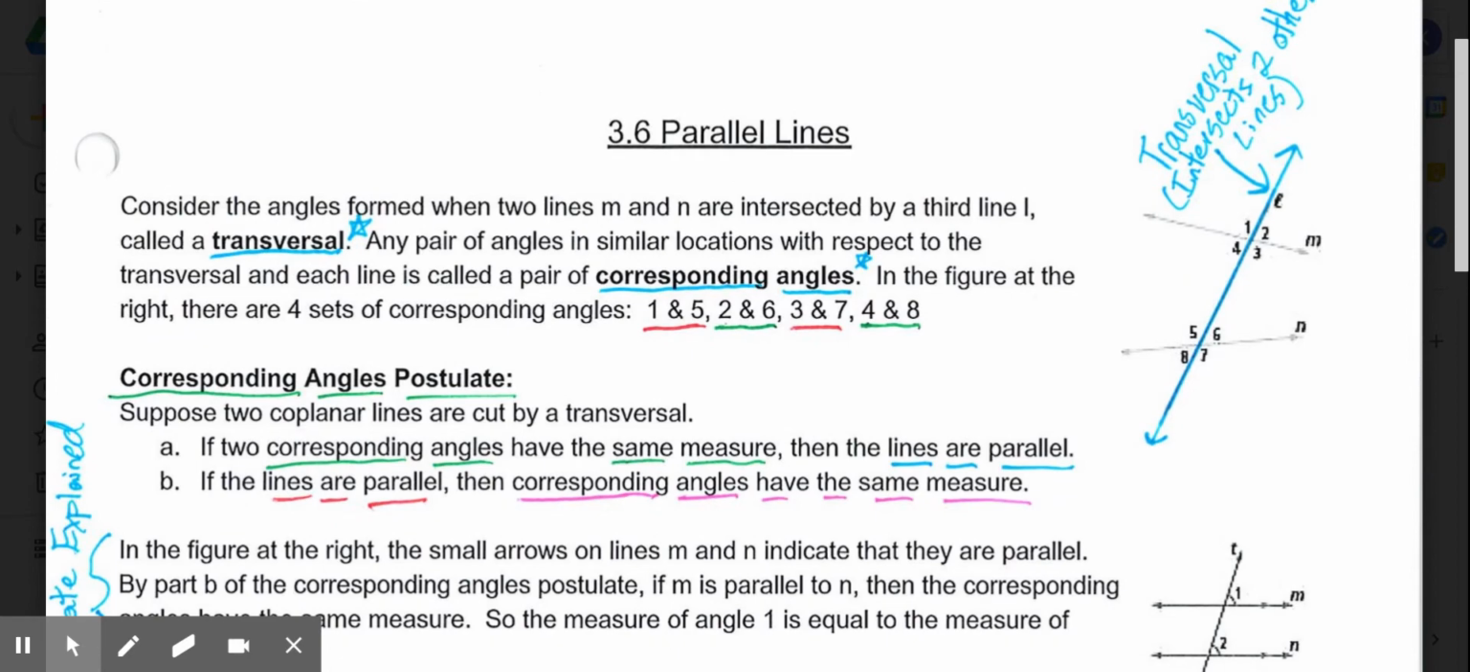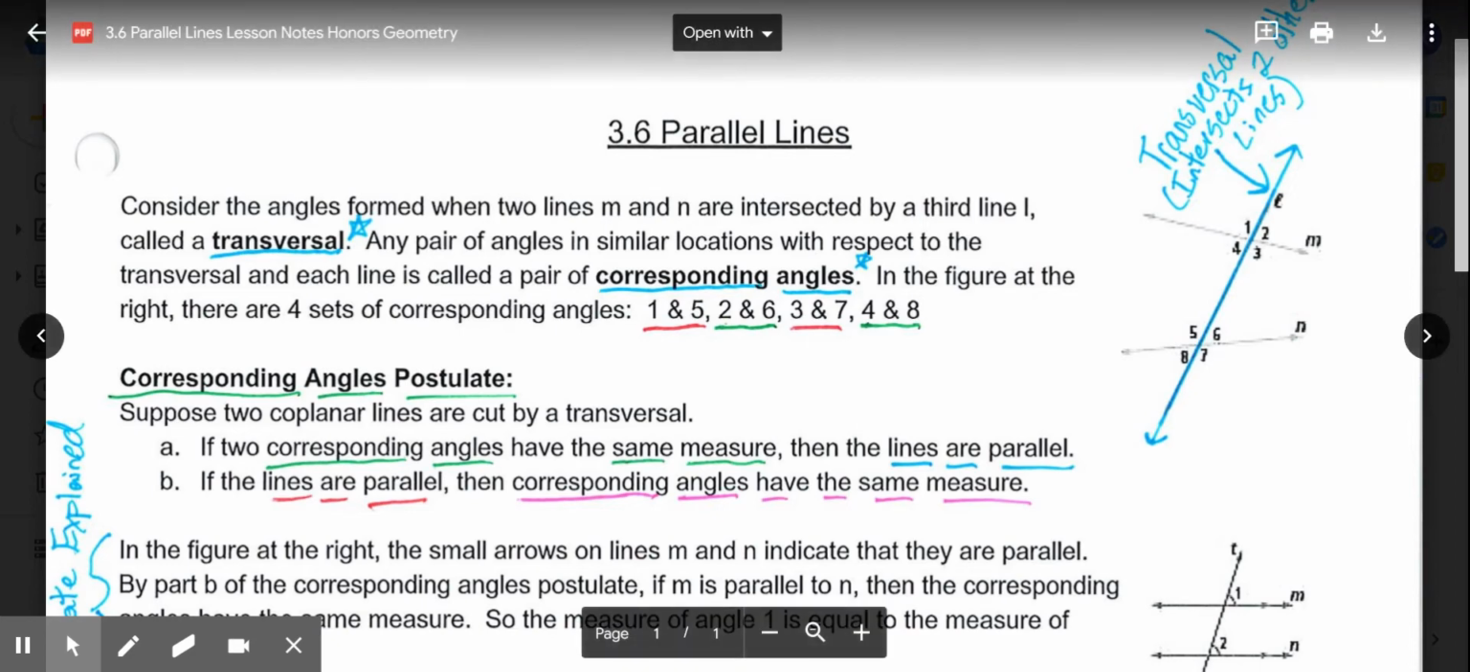So for parallel lines, again, you already know parallel lines exist in the same plane and never intersect. Now we're going to build off that idea into a couple different relationships and vocabulary terms.